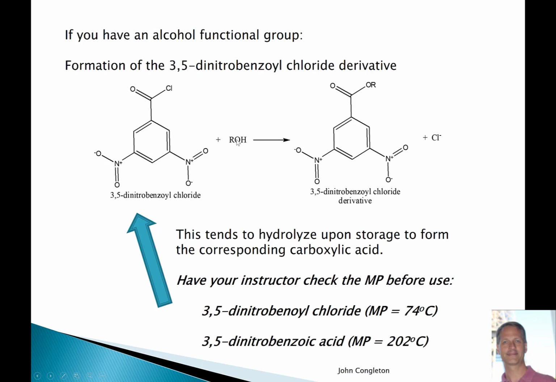Now that compound will take 3,5-dinitrobenzoyl chloride. This is kept in a sealed container with desiccant because this functional group is easily turned into a carboxylic acid in the presence of water. You'll add your alcohol, and then you'll make this derivative. That will be a solid. It precipitates out of solution. You'll have to purify it, and you'll take the melting point of that.